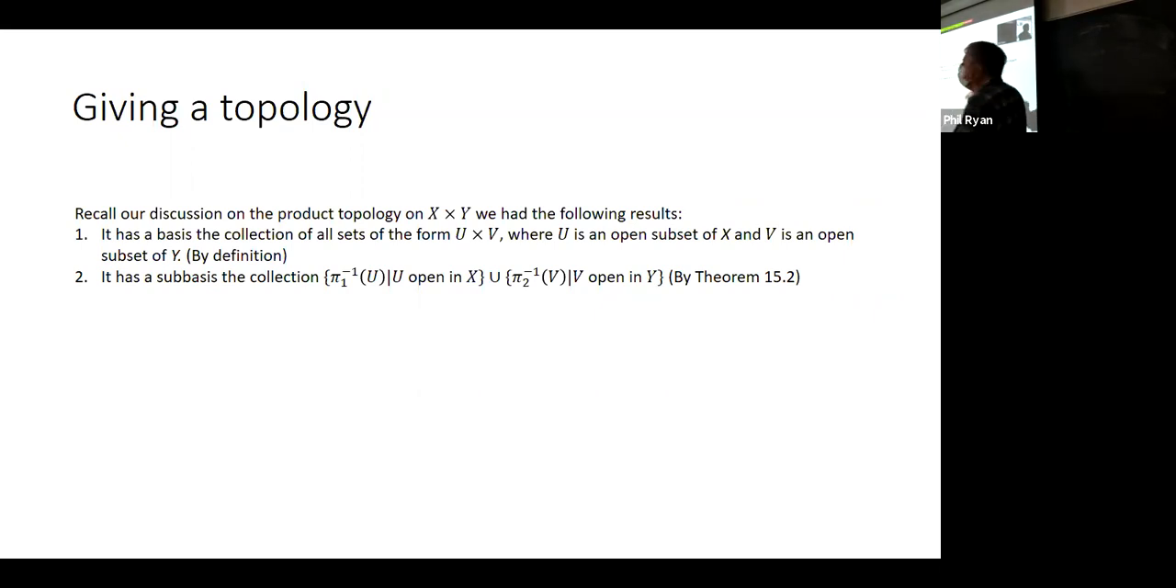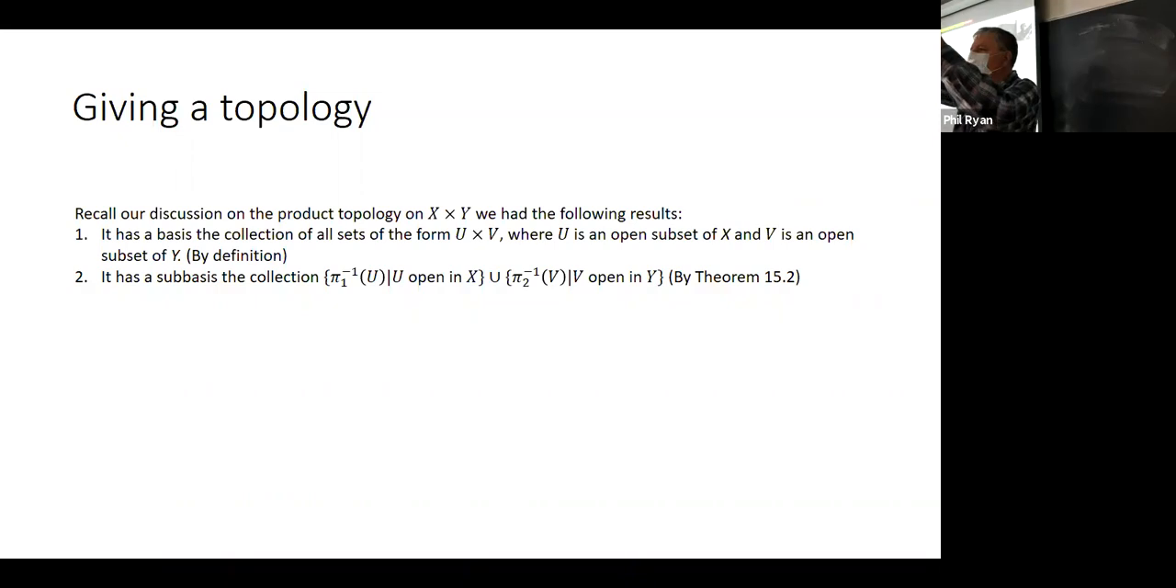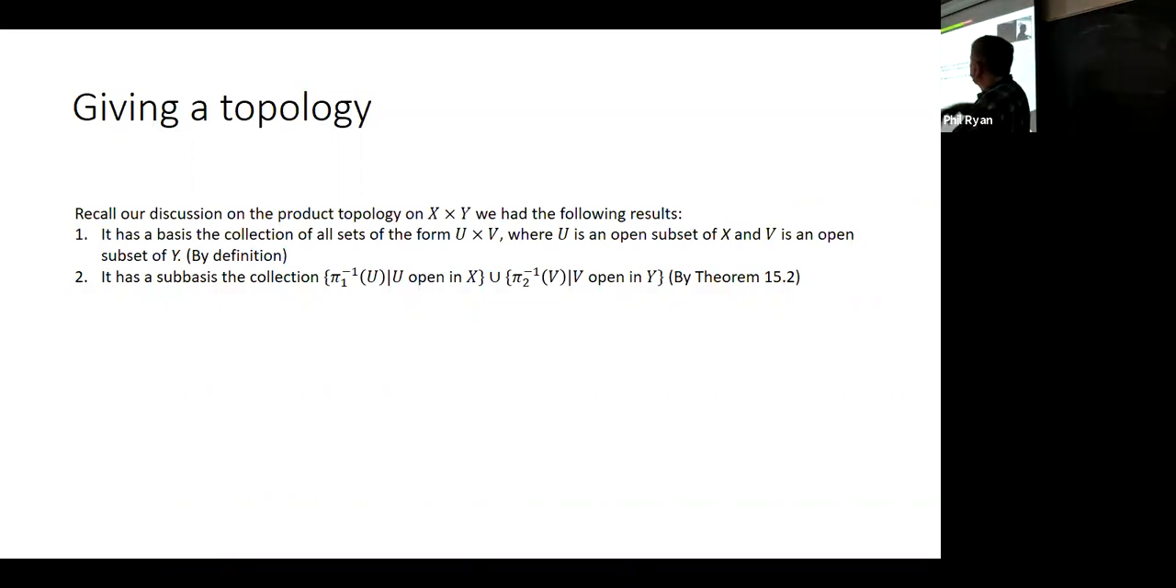But there was also that theorem 15.2, which came up with the idea of a sub-basis, which was the collection pi inverse of U, such that U is open in X, union with that. And we can generalize that just to be the union of all the pi inverses of U alphas for any open U alpha in any X alpha. Okay.